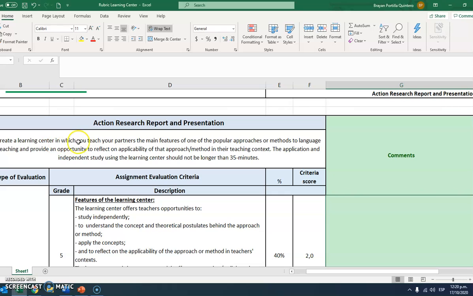Create a learning center in which you teach your partners the main features of the particular approach or method that you were assigned, and provide an opportunity to reflect on the applicability of the approach or method in your own teaching context. The application of independent study using the Learning Center shouldn't last longer than 35 minutes. As we compared a Learning Center to a cooking tutorial, you follow a step-by-step process in order to understand and reflect about the application of the teaching method or approach.